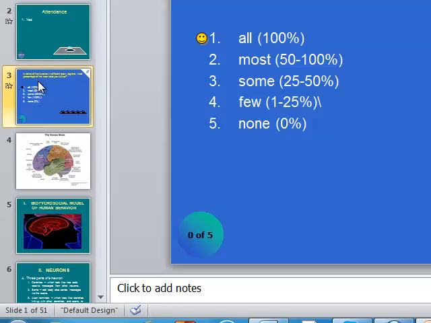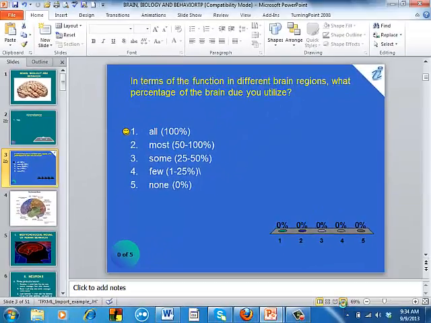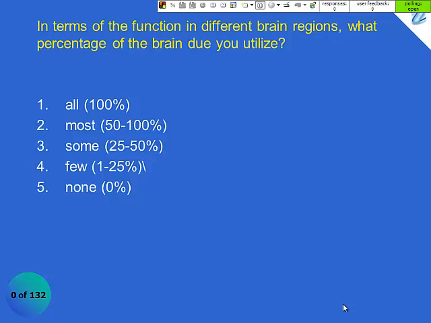So let's ask you a question. This is not for a point. This is just out of interest. In terms of the function in different brain regions, what percentage of the brain do you think you utilize? You always hear people say, oh, you only use 10% of your brain. Well, what's the rest of it doing? Just sitting there, fermenting or something? What percent of your brain do you think you use? This is just an opinion question. What do you think?